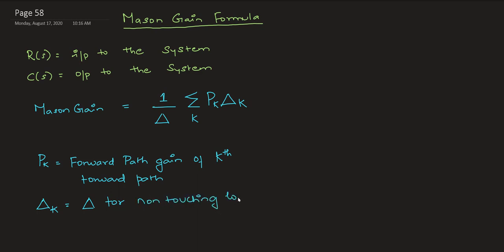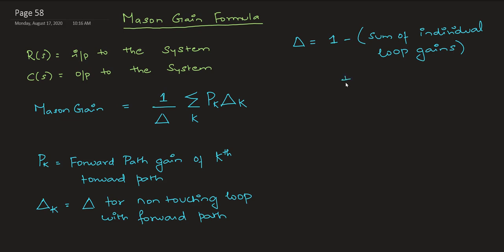Good. So what do these notations mean? What do delta, P_k, and delta_k mean in the Mason gain formula? P_k is the forward path gain of the kth forward path. It means that you find the forward path in your signal flow graph and compute the gain. How we do that, and what the forward path means, will be clear in the next slide when we do a numerical on this.